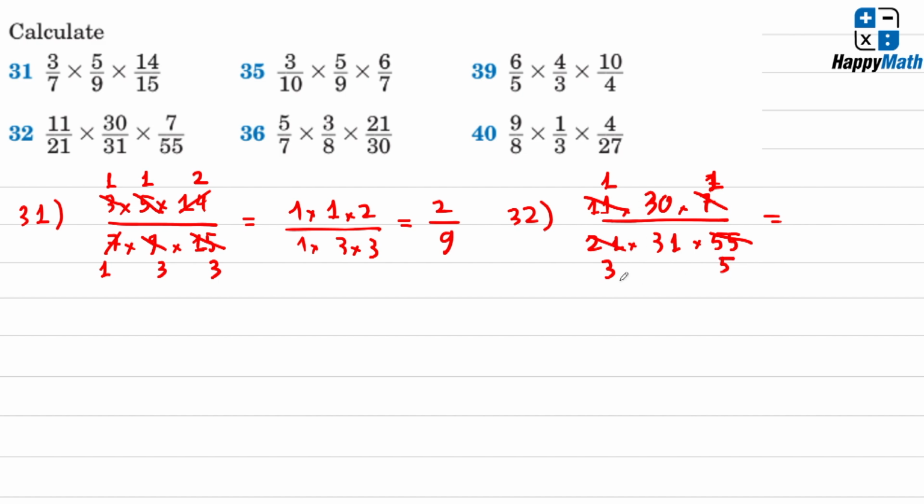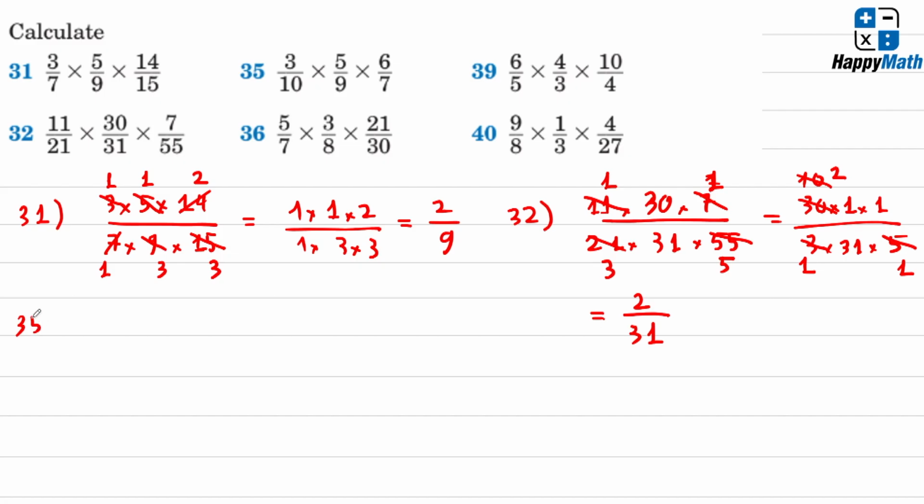After that I can see a new thing, 30 multiply 1 and 3 times 31 times 5. So 30 divided by 3 you got 10 and 3 divided by 3 you got 1. After that 10 and 5 you can cancel by 2 here, and then the final result will be 2 over 31. Okay, 2 over 31 is my final answer for question 32.